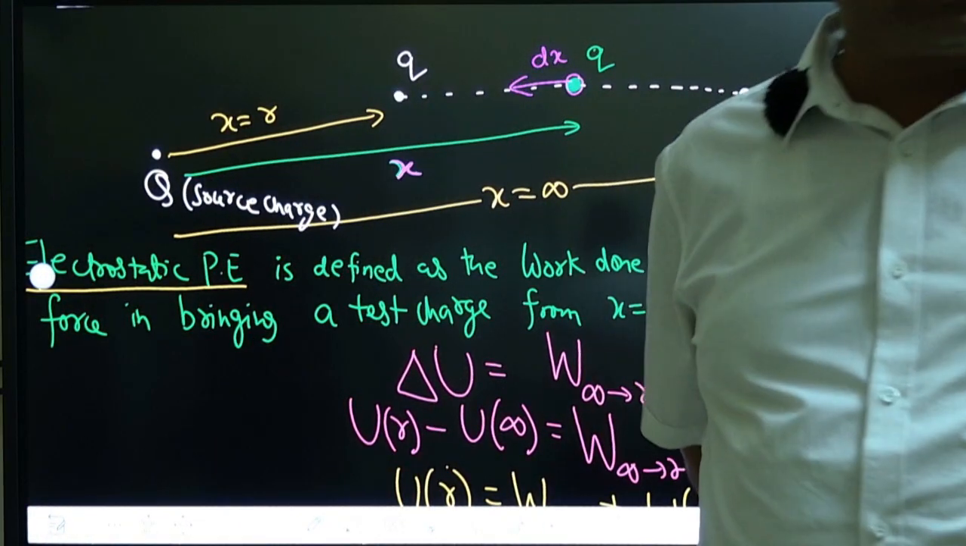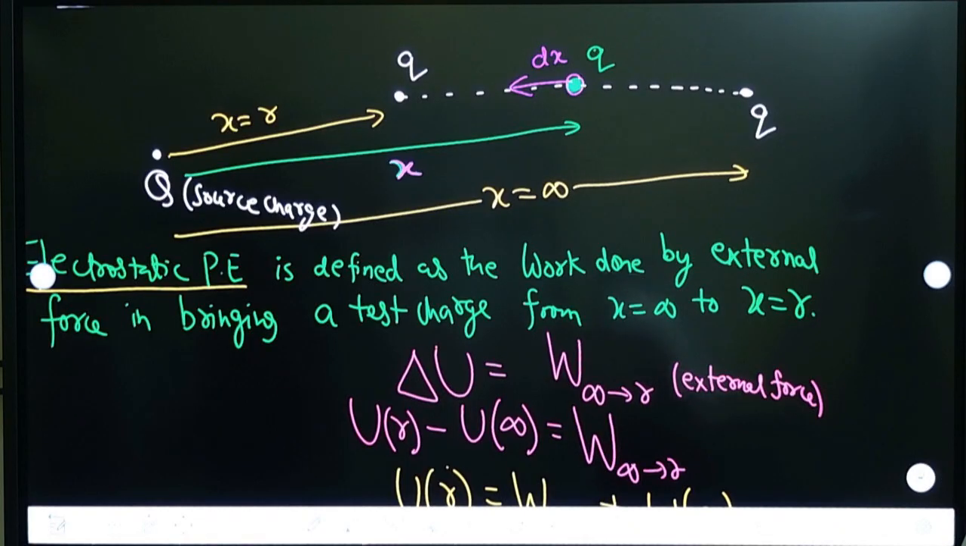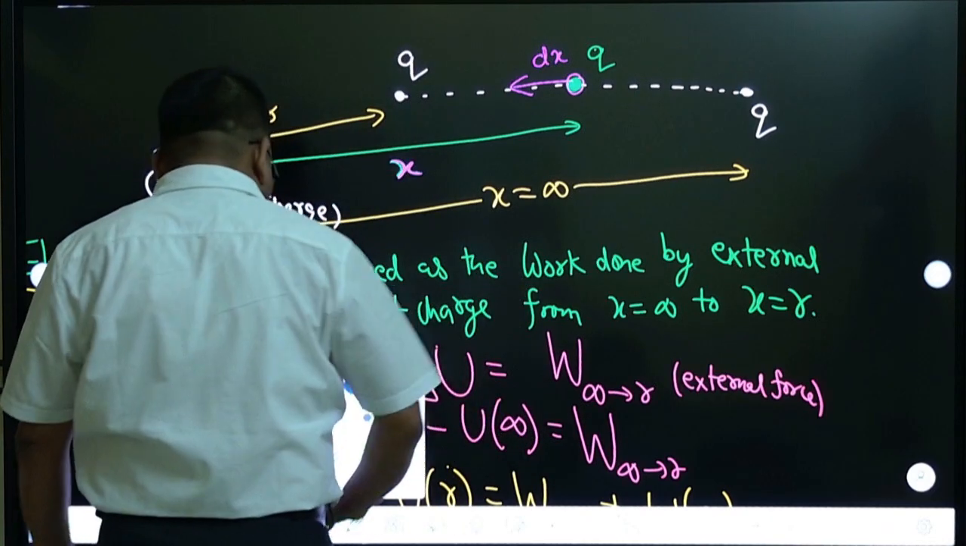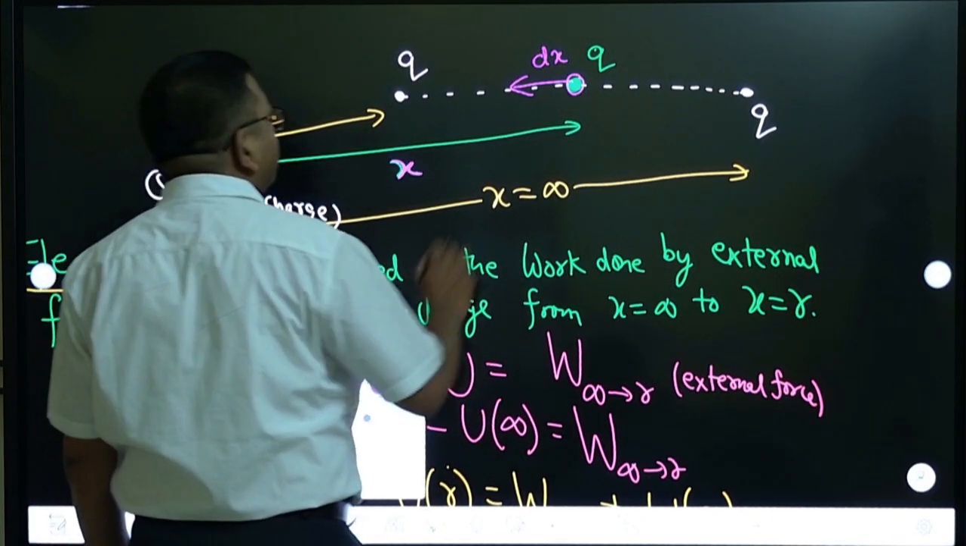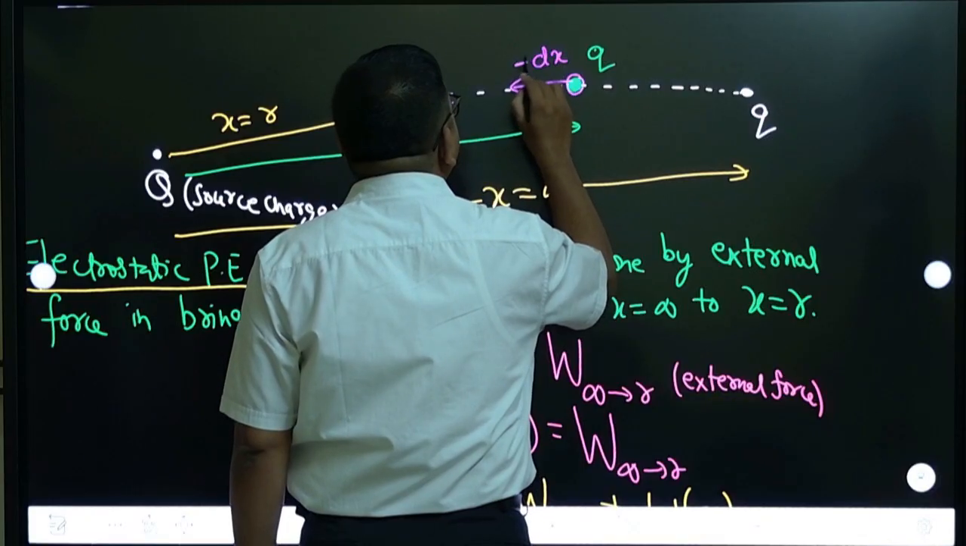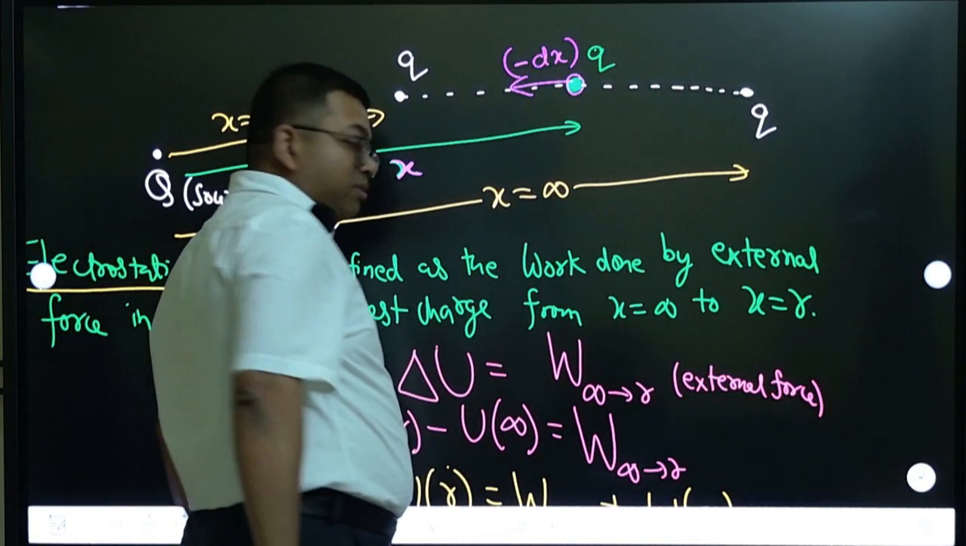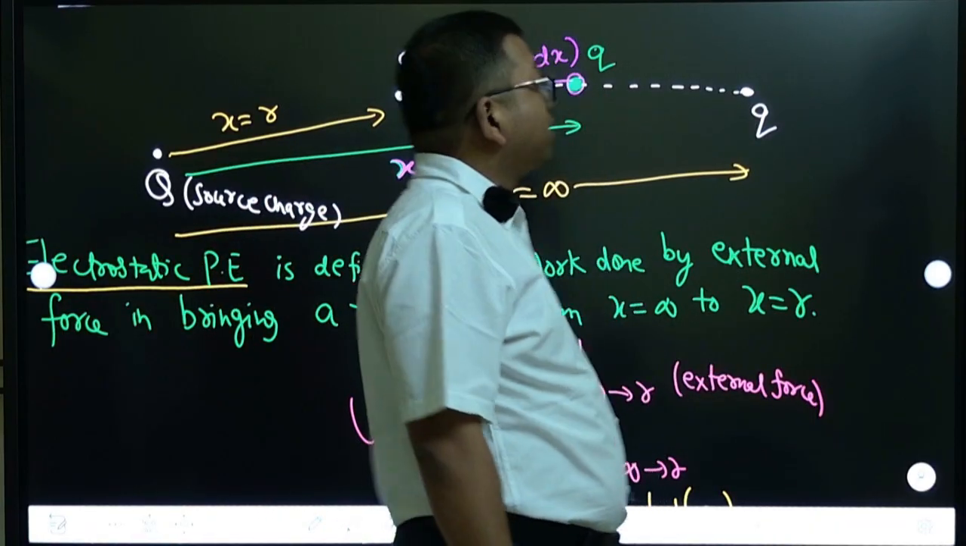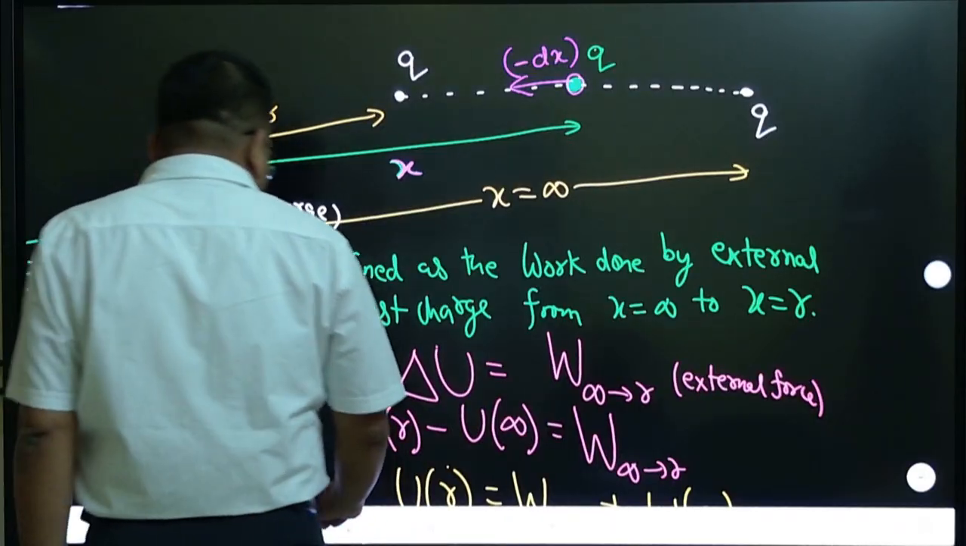Kavin, Chatris, is the distance increasing or decreasing? Decreasing. So because the distance is decreasing, you have to use minus dx. Wherever you are using dx, you have to use minus dx. This is very important.